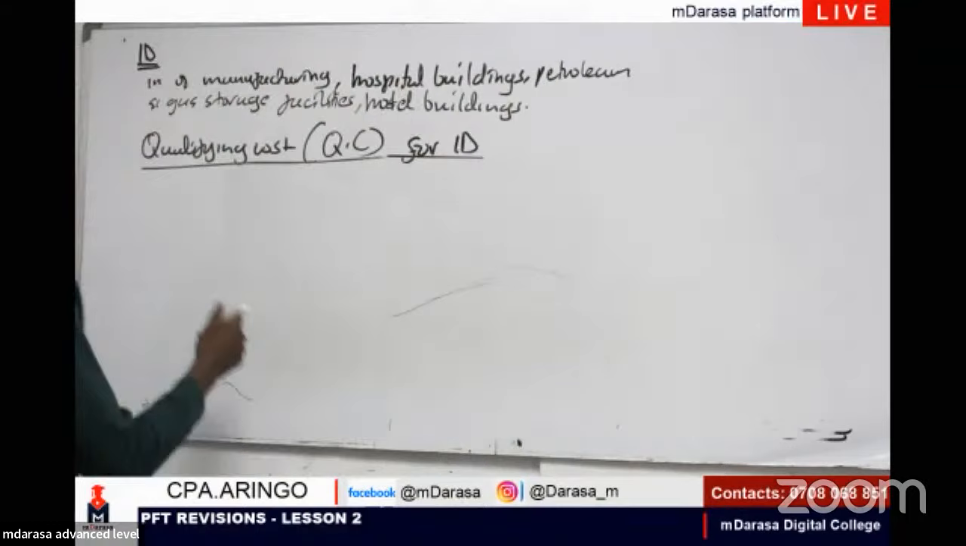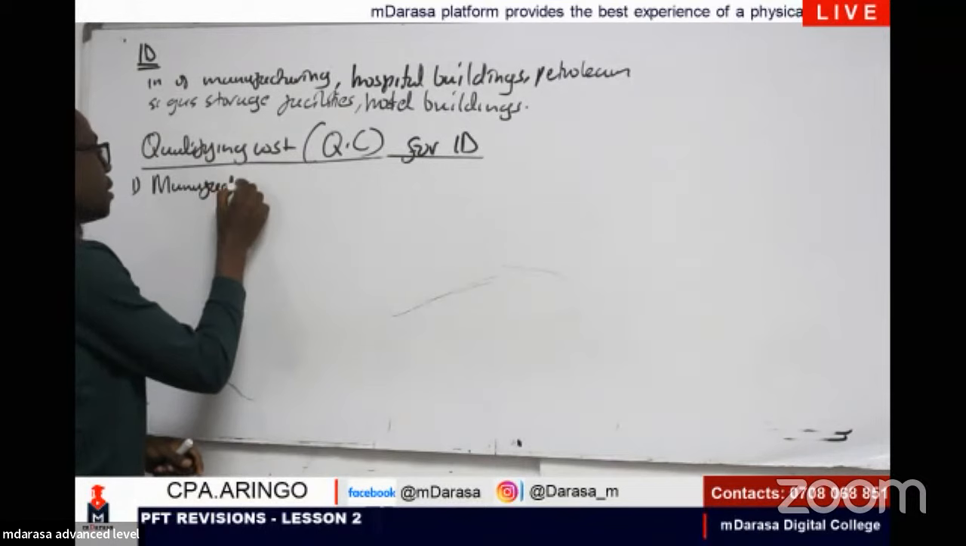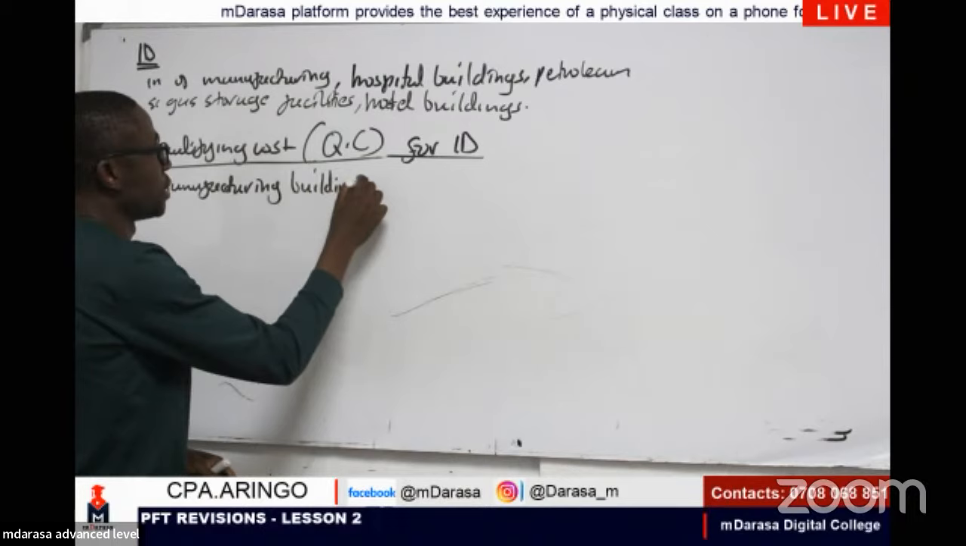So, qualifying cost for ID, number one, my good students, let us list the following, the ones that you've listed here. We have manufacturing building. Talk about hospital buildings.